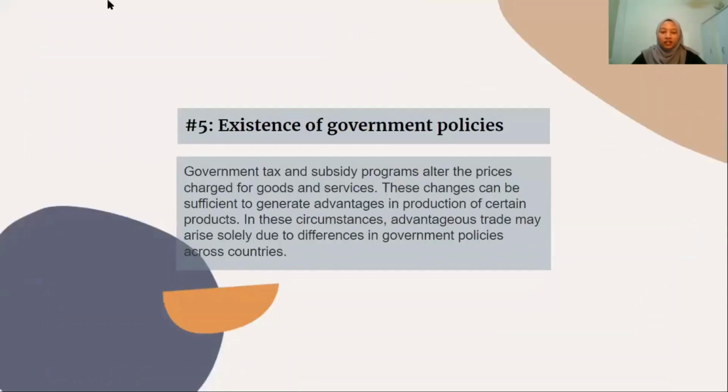Lastly, the reason why countries trade is because of the existence of government policies. Government tax and subsidy programs alter the prices charged for goods and services. These changes can be sufficient to generate advantages in the production of certain products. In these circumstances, advantageous trade may arise solely due to the differences in government policies across countries.